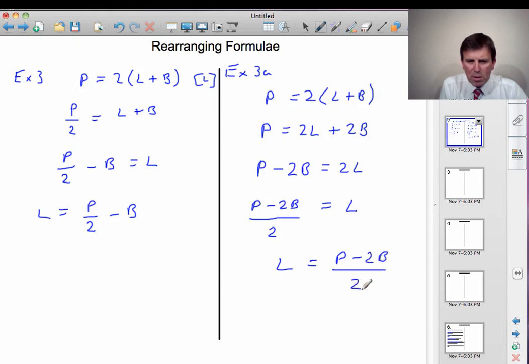divided by 2. Now it may look different to the answer on the left-hand side, but in fact it's exactly the same. If I divide the top 2 terms in turn by 2, I get P over 2 minus 2B over 2, which is just minus B. It's not a case of one's better than the other. It doesn't matter which way you do it.